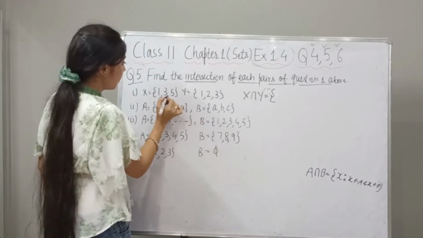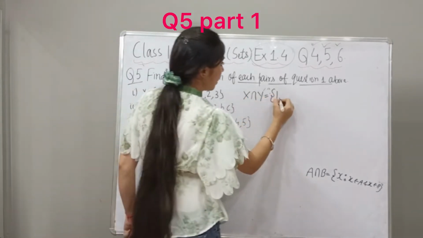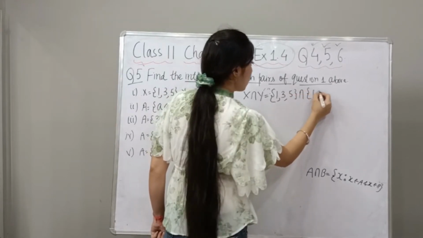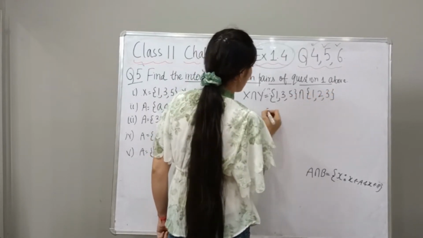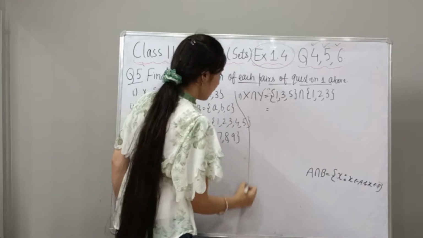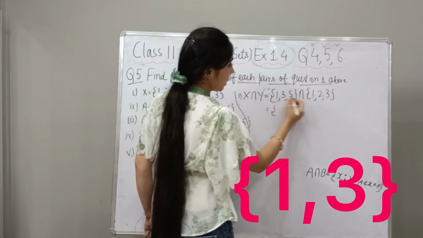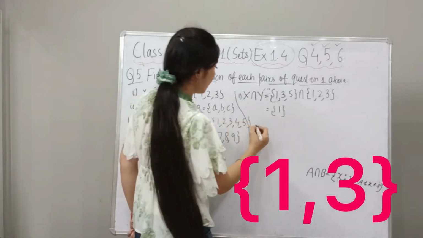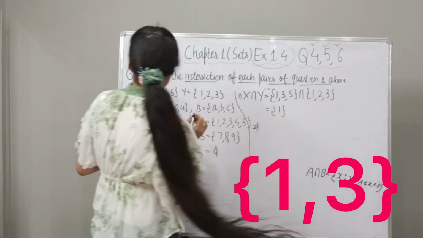Okay, so here X is 1, 3, 5 and Y is 1, 2, 3. So in the intersection we have only one common element. So X intersection Y is 1. Okay. So what about part 2?